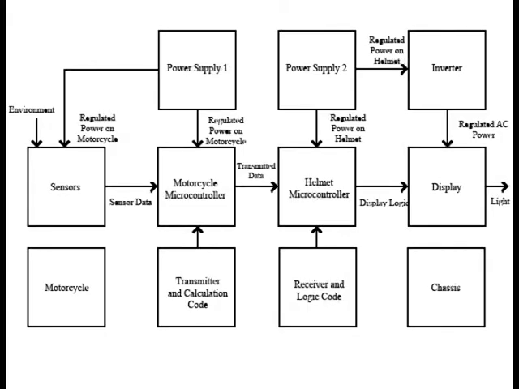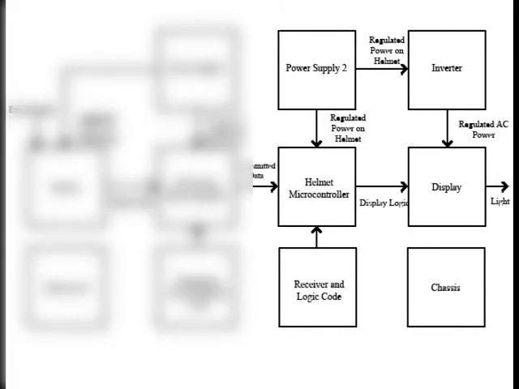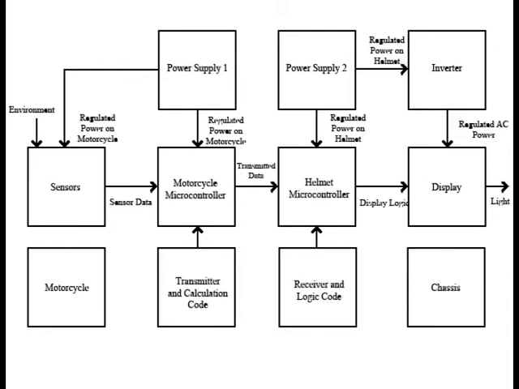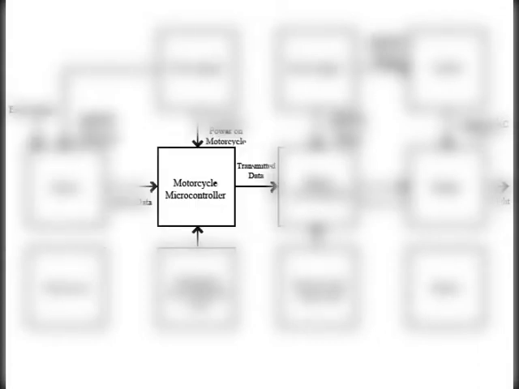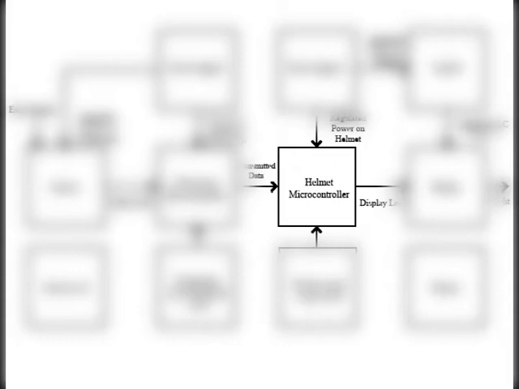So this is the block diagram we chose. The block diagram is split into two sections, the on-bike section and the on-helmet section. To the left is the on-bike section. This includes a power supply, which will power both the sensors as well as a microcontroller on the bike. The sensors will take in different information from the environment or the bike itself, whether that be light, speed, RPM, and just different signals. That data will be sent to the microcontroller. The microcontroller will decipher this information through the code and different other calculations that we put into it and send that to the on-helmet microcontroller.